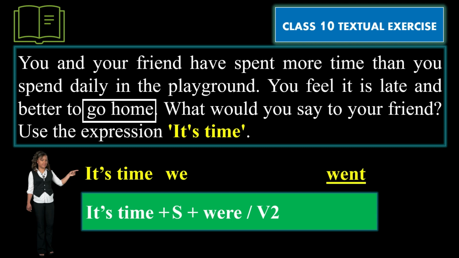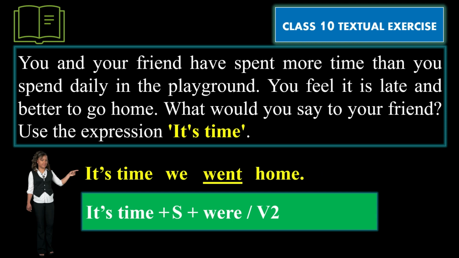It's time we went home. That is the answer. Okay. It means we haven't yet started for home. We have to start now in the present or in the future after a few minutes. But the structure is in the past tense. To suggest that there is a delay in something, we use this it's time plus past subjunctive structure.